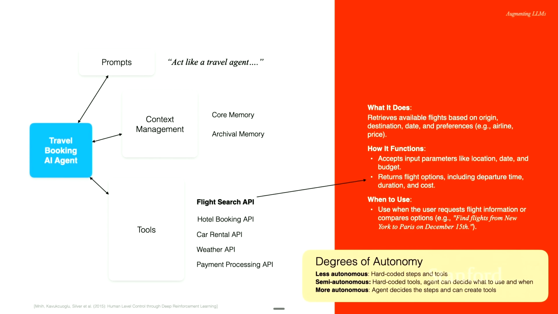The semi-autonomous is, I might hard code the tools, but I'm not going to hard code the steps. So I'm going to tell the agent, act like a travel agent, your task is to help the person book a travel, and these are the tools that you have accessible to yourself. And so I'm not hard coding the steps, I'm just hard coding the tools that you have access to for yourself. The more autonomous is the agent decides the steps and can create the tools.